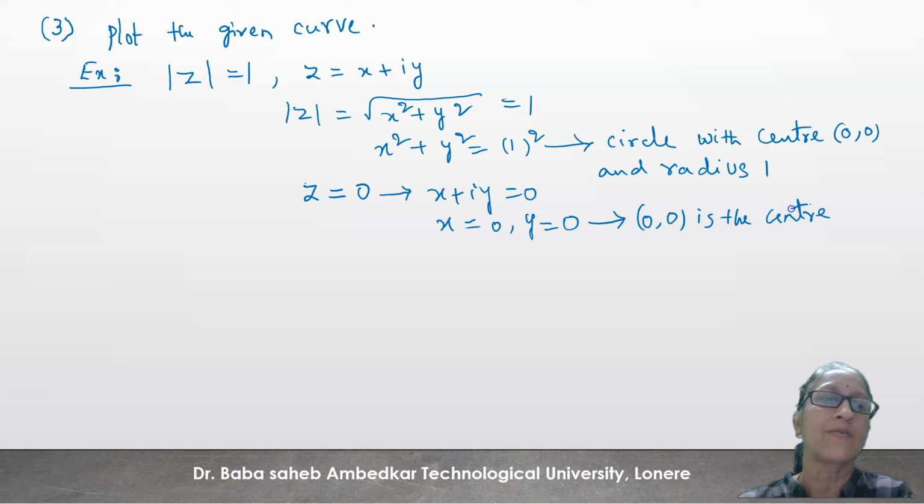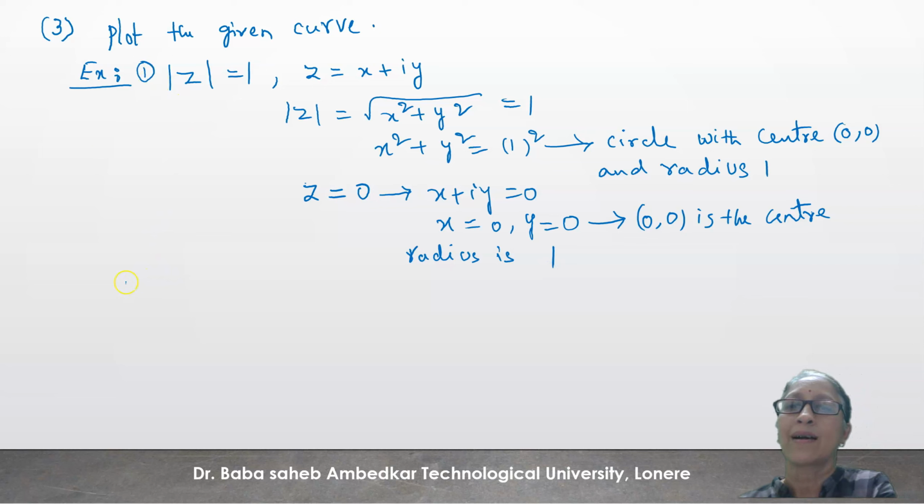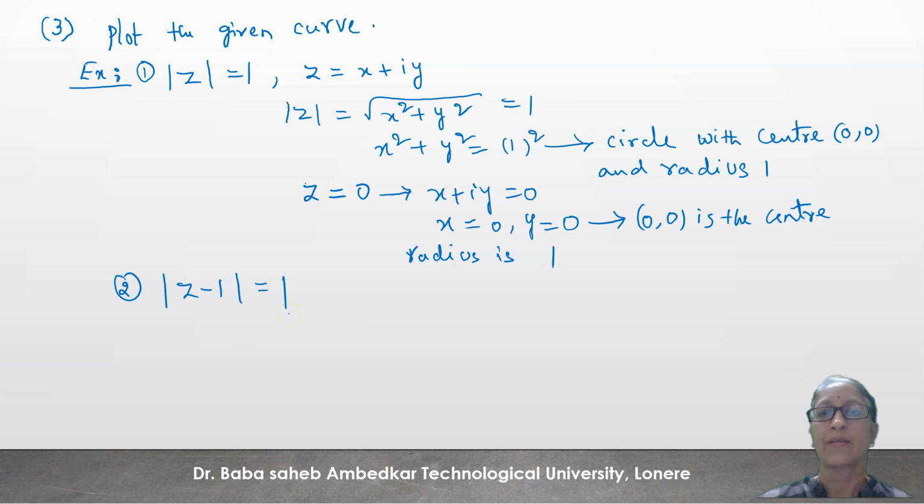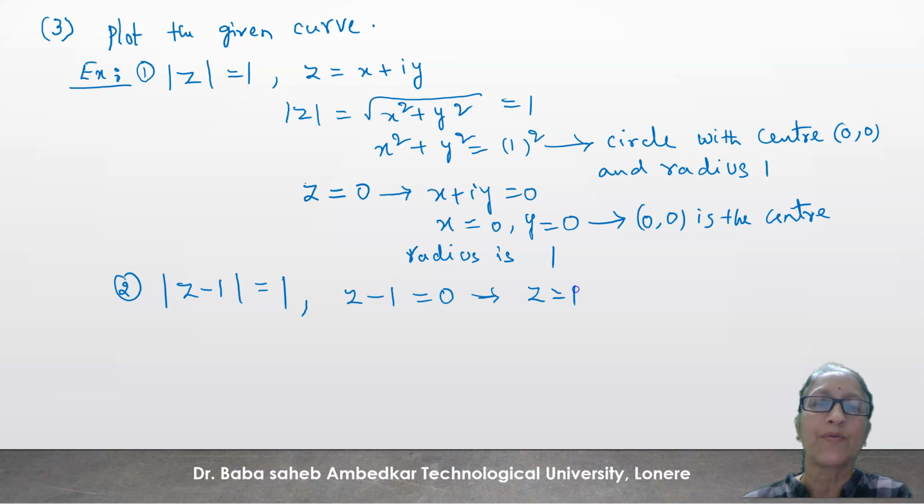This is one way to find the center and radius easily. Then the right hand side number indicates the radius. Here it is 1, so the radius is 1. Now if you see the other circle, if mod z minus 1 equal to 1 is given, what does it mean? According to the second method, equate z minus 1 to 0. z minus 1 equal to 0 implies z equal to 1. What does it mean? x plus iy equal to 1 plus i0.